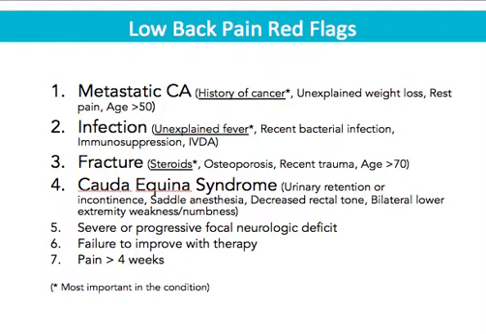The other red flag is cauda equina syndrome. Are they having urinary retention or incontinence? Saddle anesthesia, decreased rectal tone. Rectal incontinence can be one of those things. They can, literally, soil the bed. So that's something you want to be looking at. They can have bilateral lower extremity weakness and numbness. They can have severe progressive focal neurologic deficit. Maybe they have failure to improve, or they've had pain for more than 4 weeks.